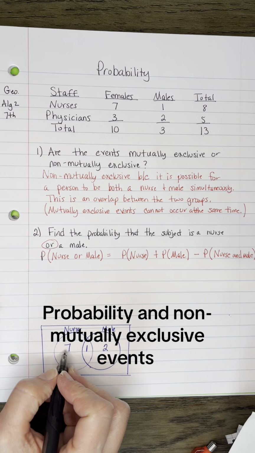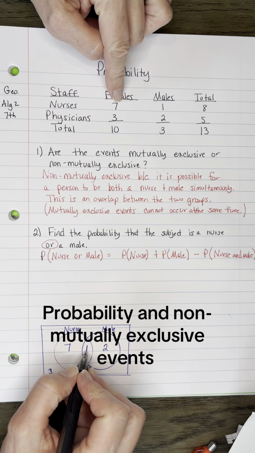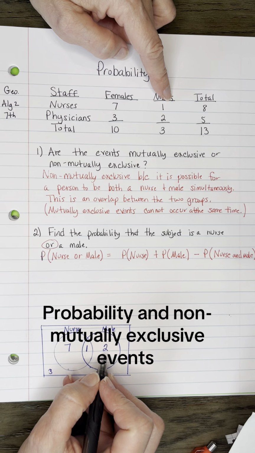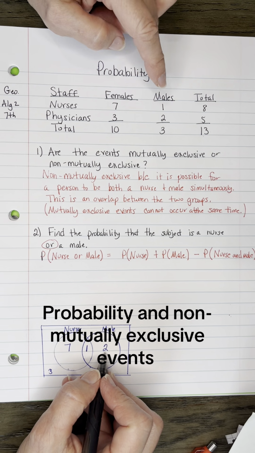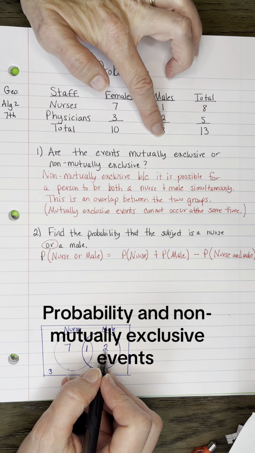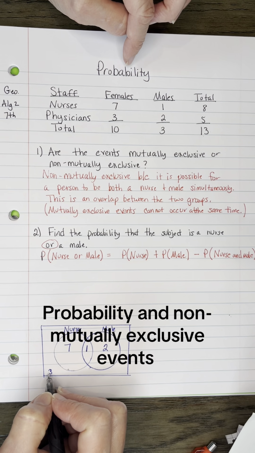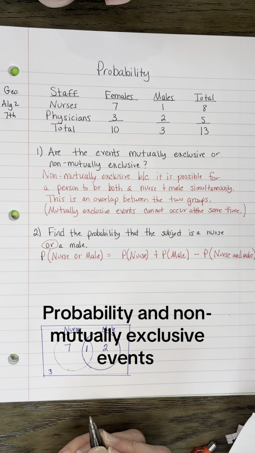If I've got 7 female nurses, 1 male nurse, and then I have 2 males, because there are 3 males in all, that would be physicians, okay? And then you have 3 right here that would be physicians, because there are a total of 5 physicians there.